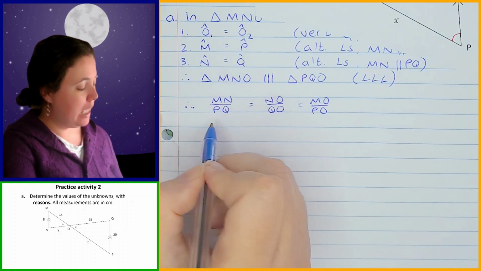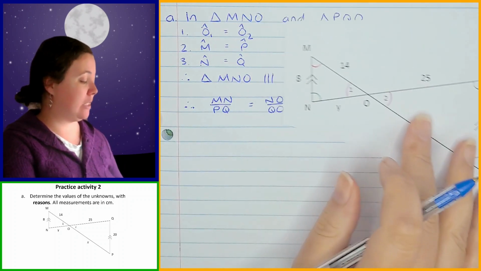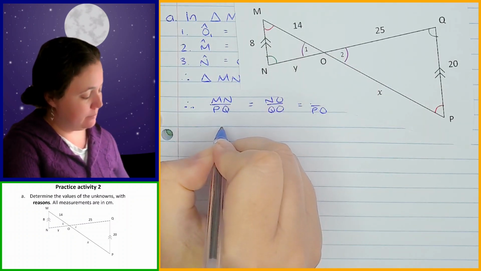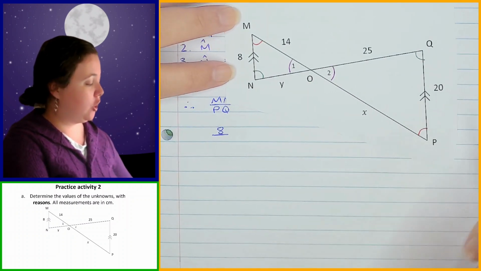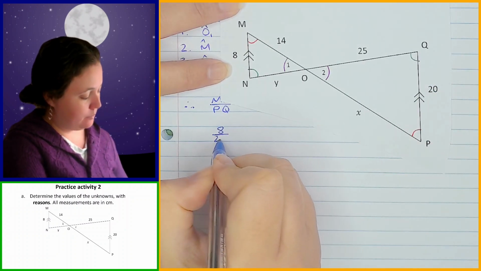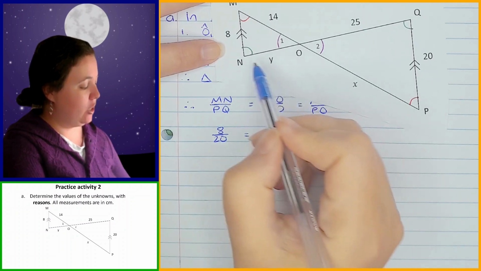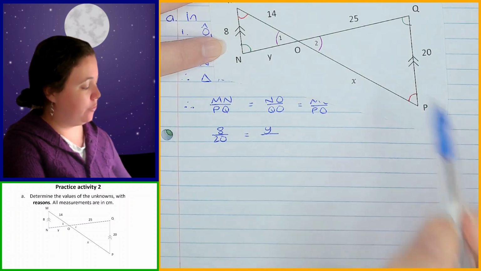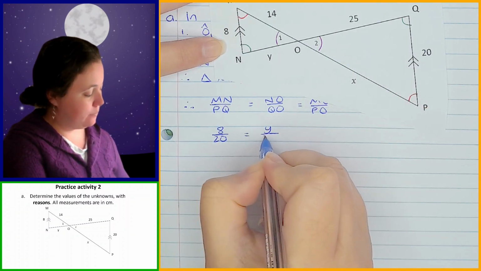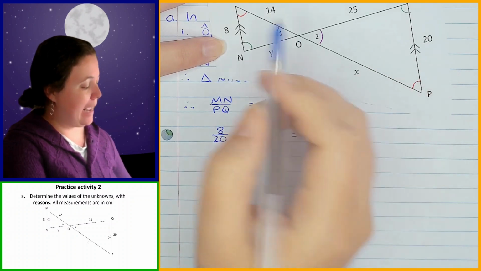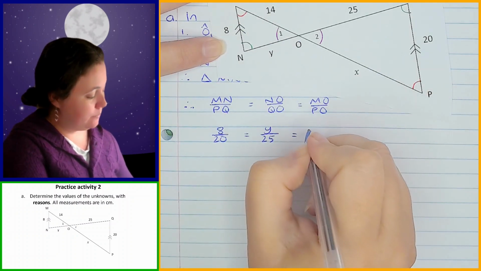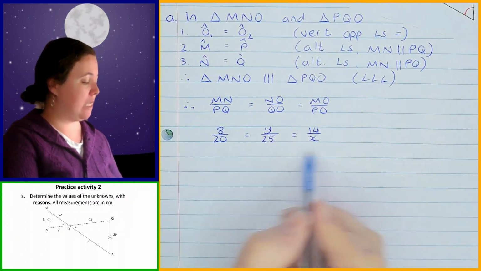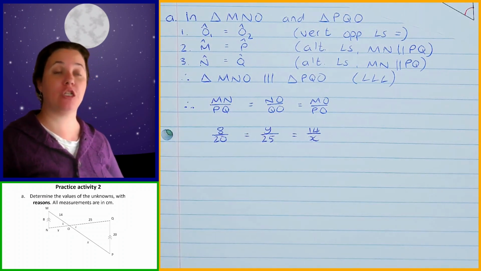Okay. Now I'm going to go and fill in the values that I know. So let's go and see MN. MN is 8. So that's going to be 8 over PQ is 20 equals. Then NO is y over QO, which is 25, equals MO is 14 over PO, which is x. Okay, so now I've got my three fractions equal to each other.